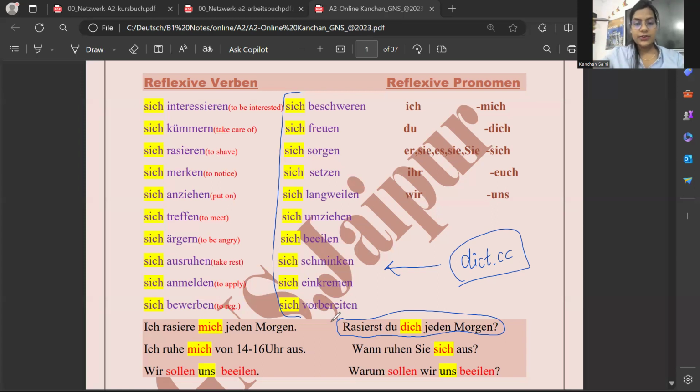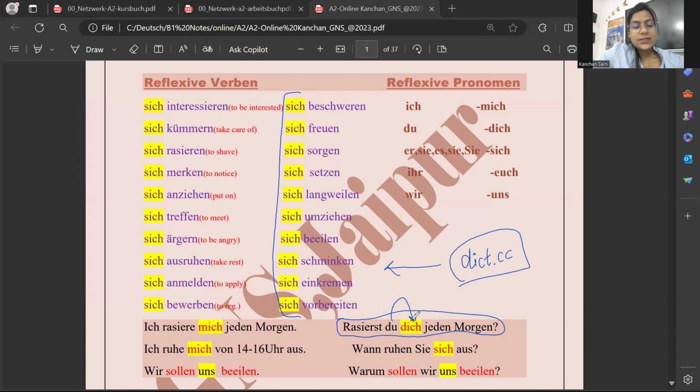Rasierst du dich jeden Morgen? Means, do you shave yourself every morning? We can see that as per the subject, the reflexive pronoun we are using is dich. Rasierst du dich jeden Morgen? So, do you shave yourself every morning? And jeden Morgen is every morning.